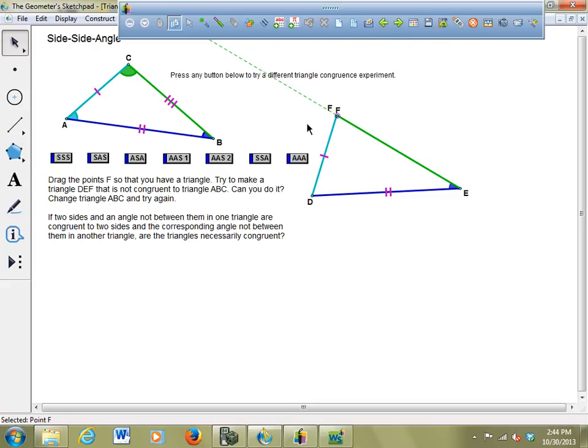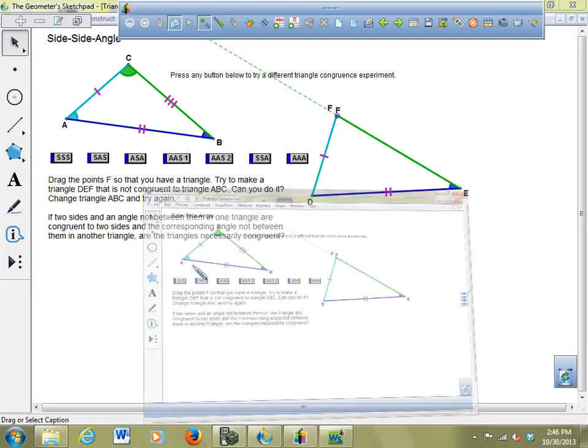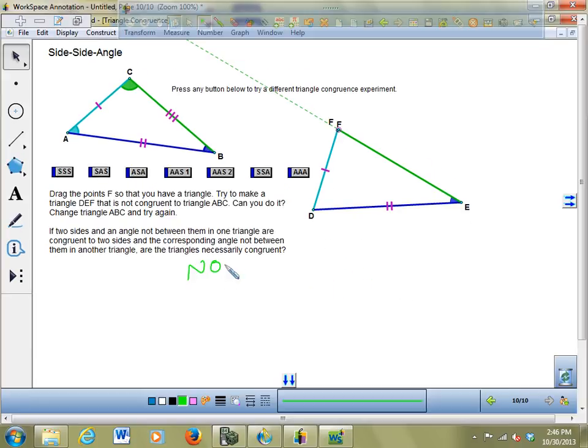Okay, side-side angle, you can make two different triangles with side-side angle. So side-side angle does not work. Side-side angle, no. Bad. But if you teach two sides and the included angle, then you say it does work.